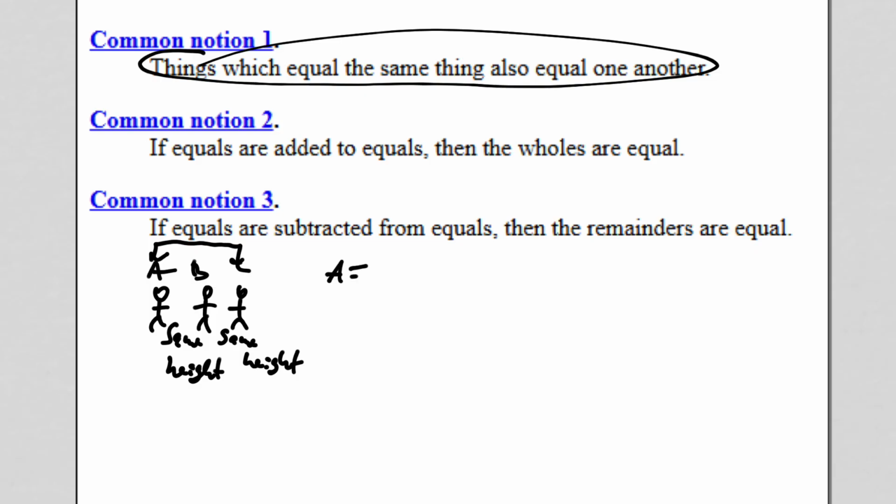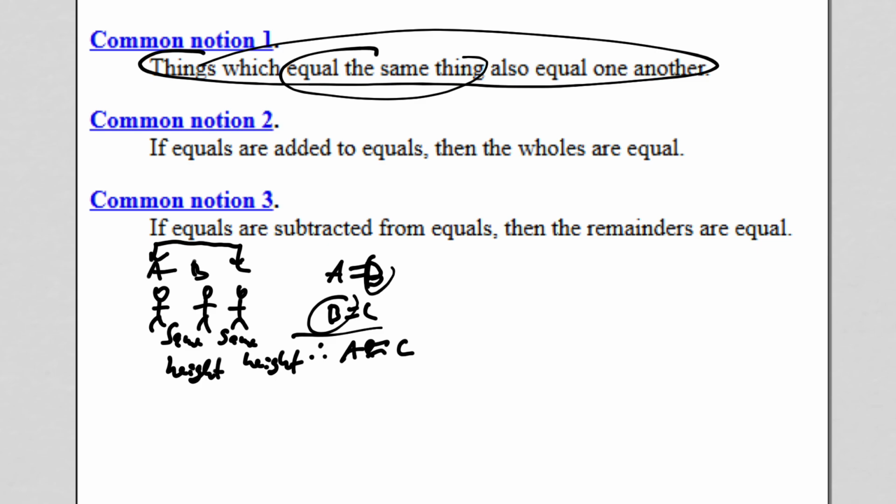So we can say A equals B, B equals C, and the conclusion is that A equals C, because the things equal the same thing. They both equal B. We don't call it common notion 1 anymore. Instead, we call it the transitive property.